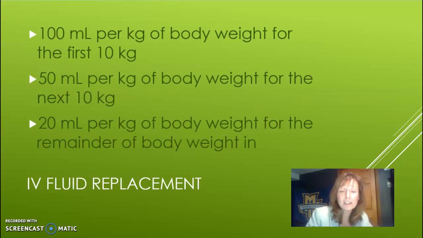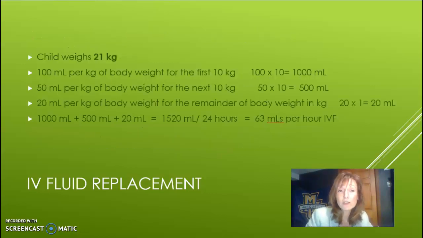So this child is significantly dehydrated, so we are going to admit the child to the hospital for IV fluids. So how do you know how much IV fluids to give a child? Well, remember the formula, or the calculation that you learned about in the last module: it's 100 milliliters per kilogram of body weight for the first 10 kilos, then 50 milliliters per kilogram of body weight for the next 10 kilograms, and then 20 milliliters per kilogram of body weight for the remainder in IV fluid replacement. So this child weighs 21 kilograms.